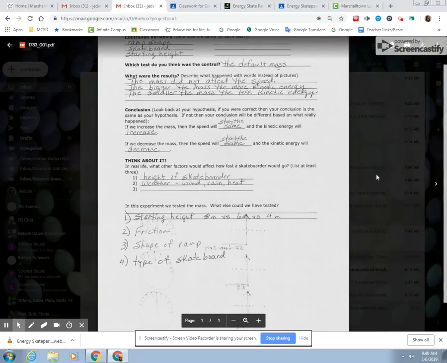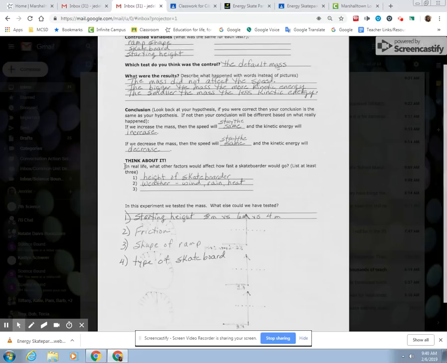And think about it, in real life, if people were down at the skate park, what other factors could have affected how the skateboarder would go? Well, the height of the skateboarder might have been a factor. The weather, if there's wind or rain or heat, is going to affect it. The rain and the heat could certainly affect how the wheels on the skateboard roll down. So I just like people to think about all the different factors that could change the results.